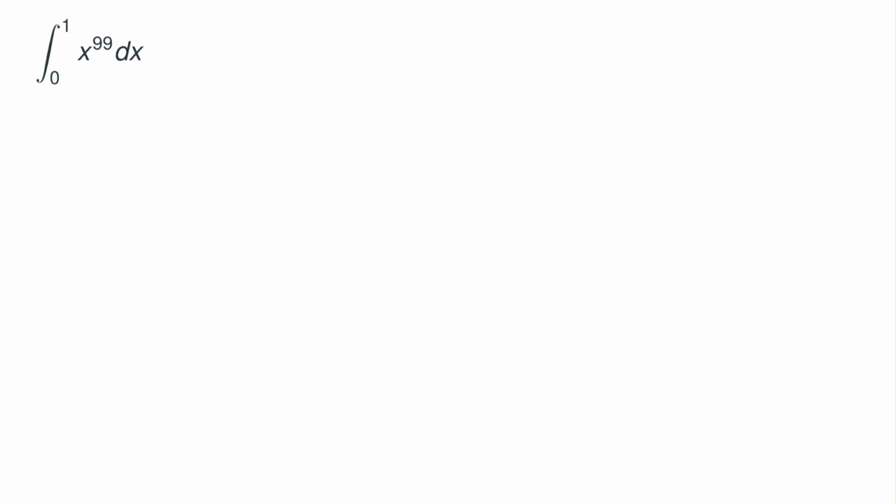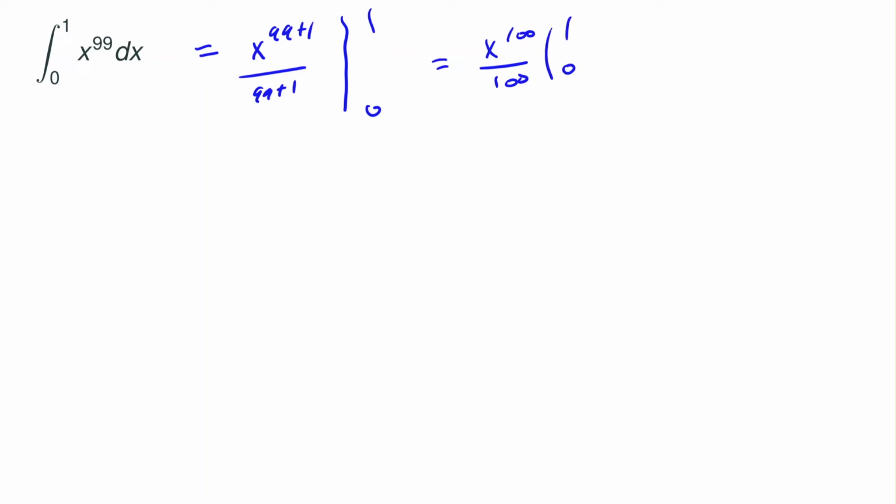For this one, first we need to take the antiderivative by reversing the power rule, like this, and evaluate at 1 and 0, which is the same as x to the 100th power over 100, from 1 to 0. So when we evaluate this, first plug in 1 and subtract what we get from plugging in 0. So 1 to the 100th power over 100 minus 0 to the 100th over 100.